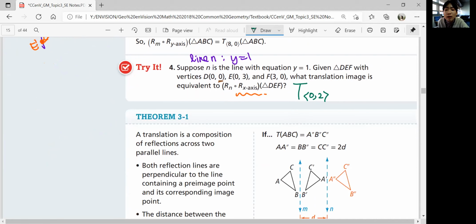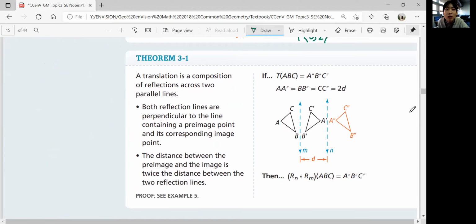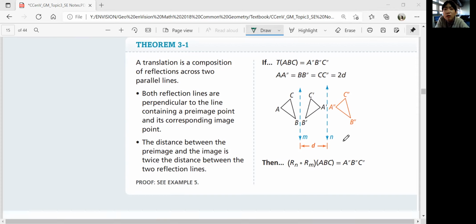Okay? Look at theorem 3-1. A translation is a composition of reflections across 2 parallel lines. So a translation could be just a translation, or it could be a composition of reflections across 2 parallel lines. Both reflection lines are perpendicular to the line containing the pre-image point and its corresponding image point. The distance between the pre-image and the image is twice the distance between the 2 reflection lines.